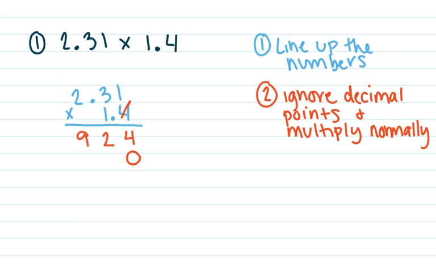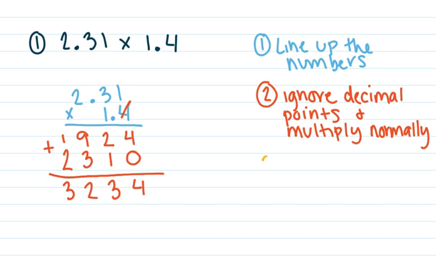Now we're going to multiply times 1. 1 times 1 is 1. 1 times 3 is 3. 1 times 2 is 2. I have finished my multiplication and I'm going to add those numbers. So 4, 3, 12, and 3.